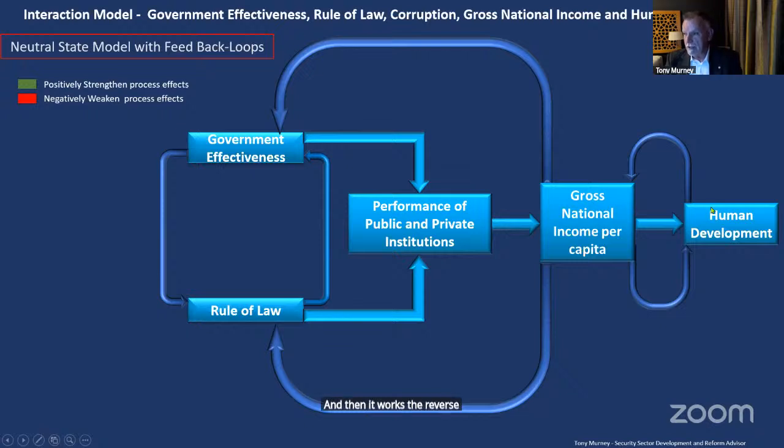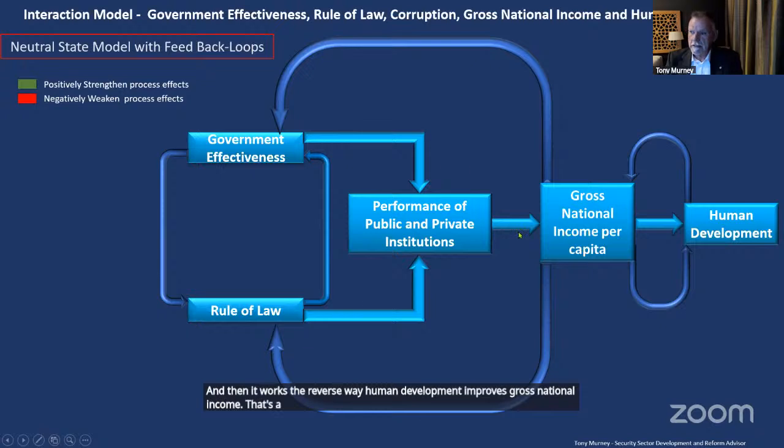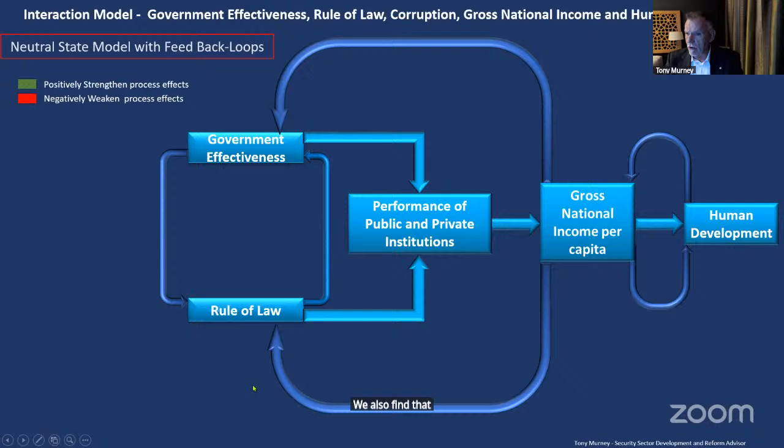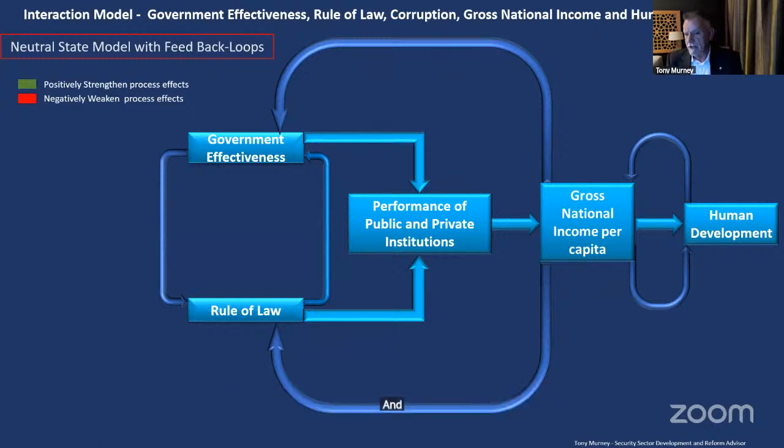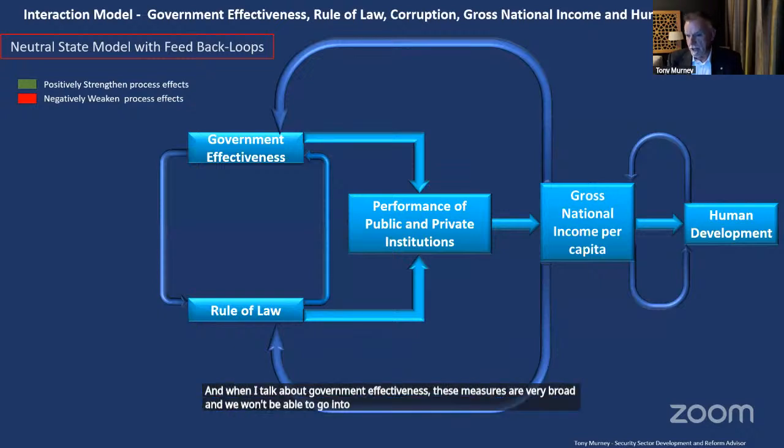Human development improves gross national income. That's a virtuous circle, or a virtuous loop. We also find that effective rule of law, the business end of this diagram, gross national income, feeds back into resourcing for better rule of law and government effectiveness. Now, when I talk about government effectiveness, these measures are very broad, and we won't be able to go into detail in this presentation because it's normally about a 2-hour presentation, and many slides are missing.